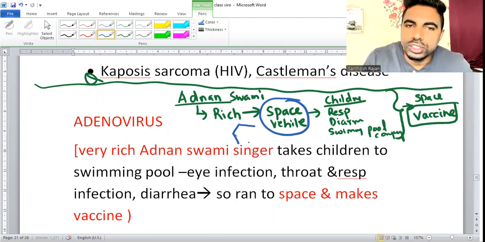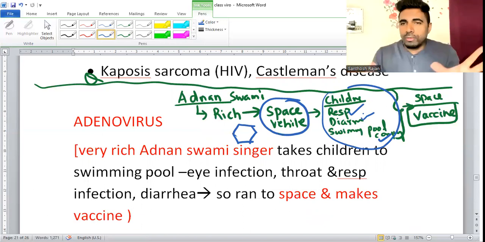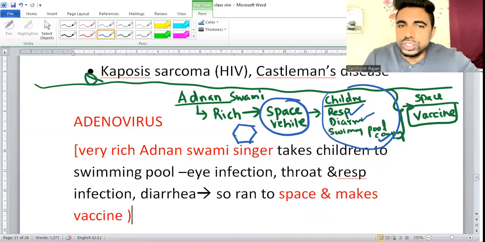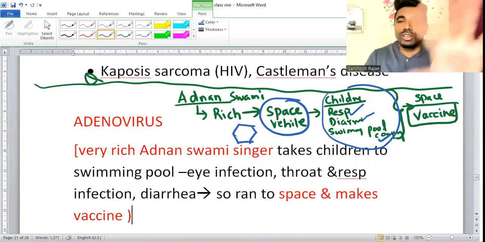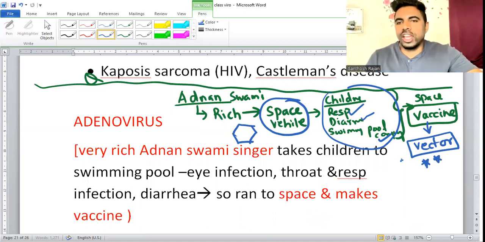I already showed you some pictures previously; you identified the space vehicle. Number two, these are the symptoms of adenoviruses. Adenovirus means a den full of children: crying, conjunctivitis, sneezing, respiratory symptoms, and diarrhea. All these pictures in one child, that is adenovirus. So who comes to this picture? Your Adnan Sami, and he is going to find a vaccine for them. Why do I say vaccine? Because adenovirus is used as a vector for vaccine manufacturing. A lot of vaccines use adenovirus as the vector. That was a question. Everything is a question.